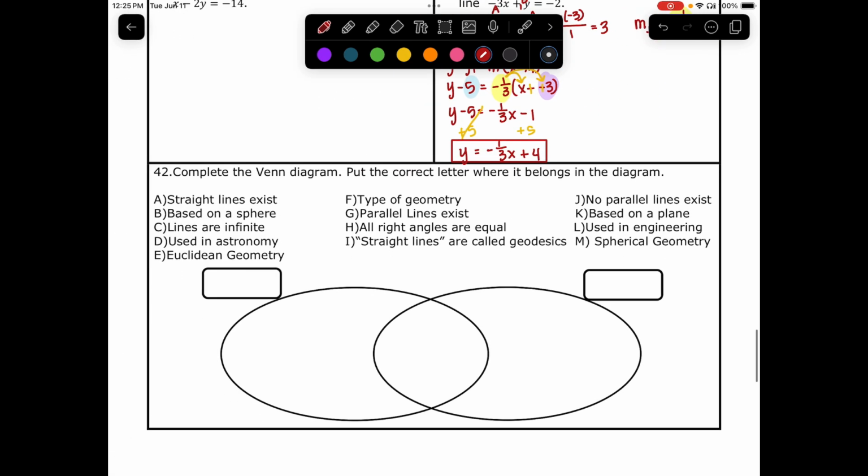All right, for number 42, I'll get you started, but you're going to have to finish the rest. So here we're going to put E for Euclidean geometry, and then over here we're going to put M, which was spherical geometry. So I'll write it. Okay, and you're going to put all of these where they go in the Venn diagram.